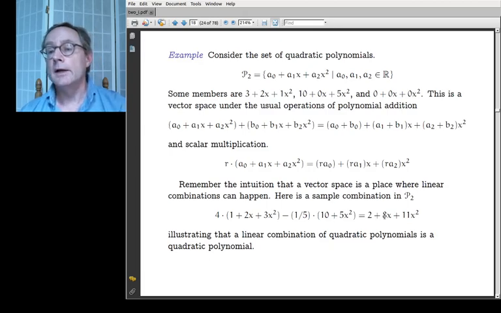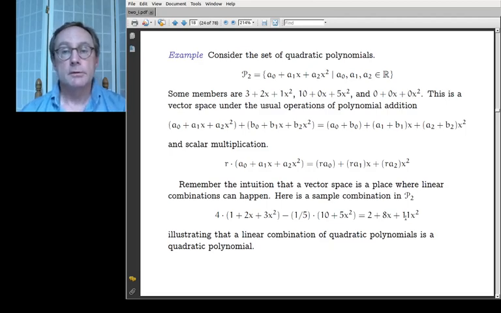And what you get is a quadratic polynomial. So a linear combination of quadratic polynomials is a quadratic polynomial. That's closure under linear combinations. That's the key to being a vector space. So a person has to be able to check with the letters. That's absolutely right. But don't want to lose track of the concept. The concept is that you can take linear combinations of these guys and you get one of these guys.